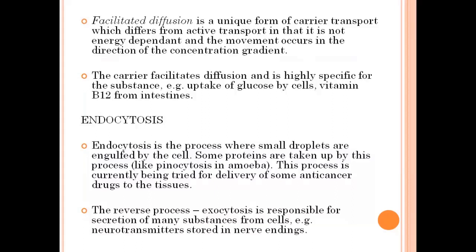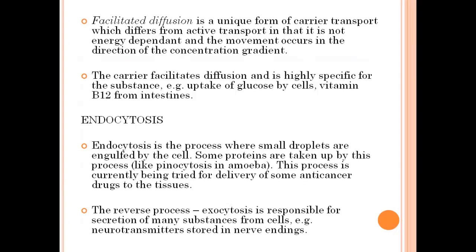Next, we see the facilitated diffusion. It is a unique form of carrier transport which differs from active transport in that it is not energy dependent and the movement occurs in the direction of the concentration gradient. So, in active transport, we saw that it was energy dependent, whereas in facilitated diffusion, it is not energy dependent. The carrier facilitates diffusion and is highly specific for the substance. Example, uptake of glucose by cells, vitamin B12 from the intestines.